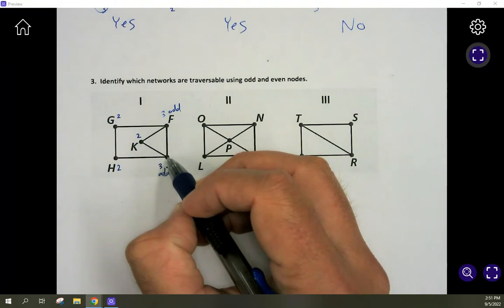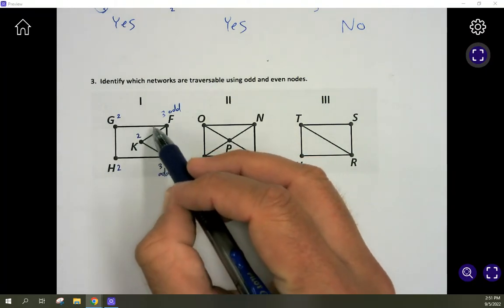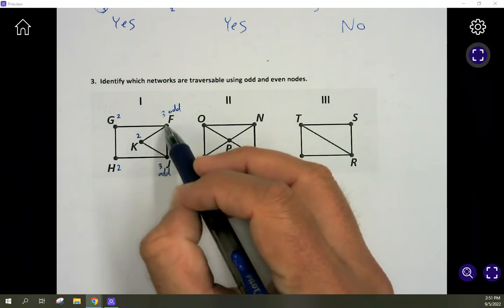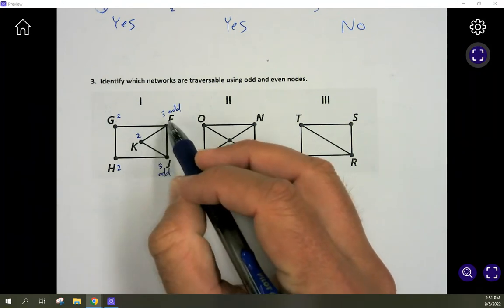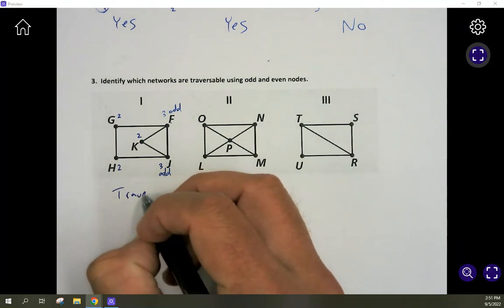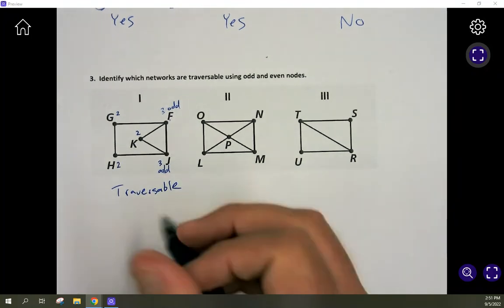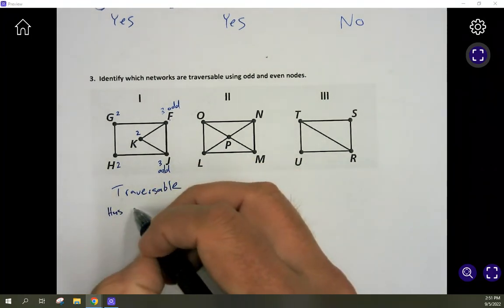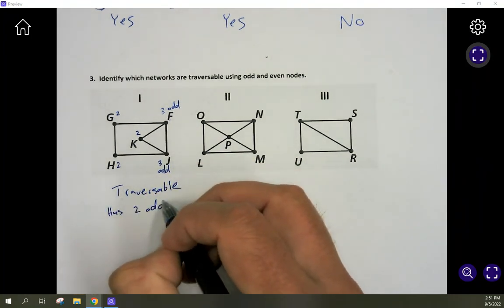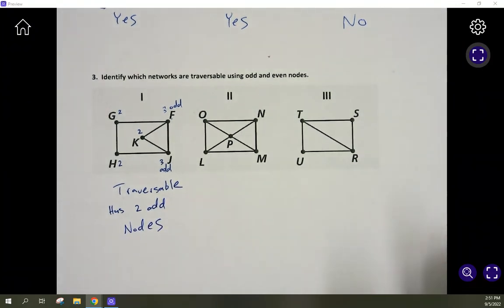So let's take a look at this one. I could go this way, this way, this way, and go boom, boom, boom. I started at J, I ended at F. So this is traversable, and it has 2 odd nodes, so that's why it works.